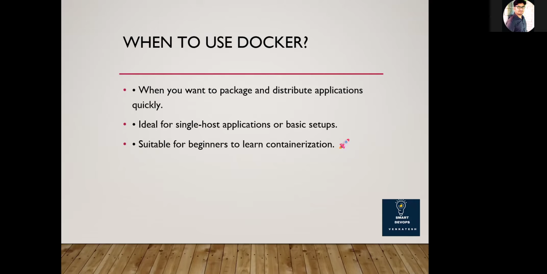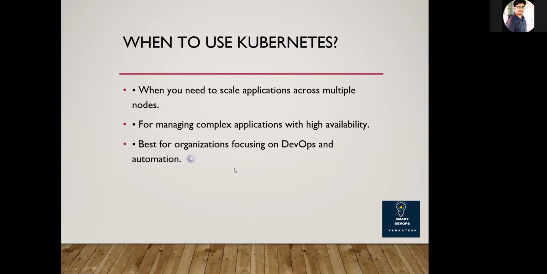Whereas, you can ask the question, when to use Kubernetes? On the other hand, Kubernetes shines when you need to manage multiple containers across many nodes. It is essential for production environments where high availability, scalability, and load balancing are critical. For instance, if your application serves millions of users and requires 24 by 7 uptime, Kubernetes can ensure your containers are running efficiently with failovers and redundancy. That's the beauty of managing with Kubernetes.